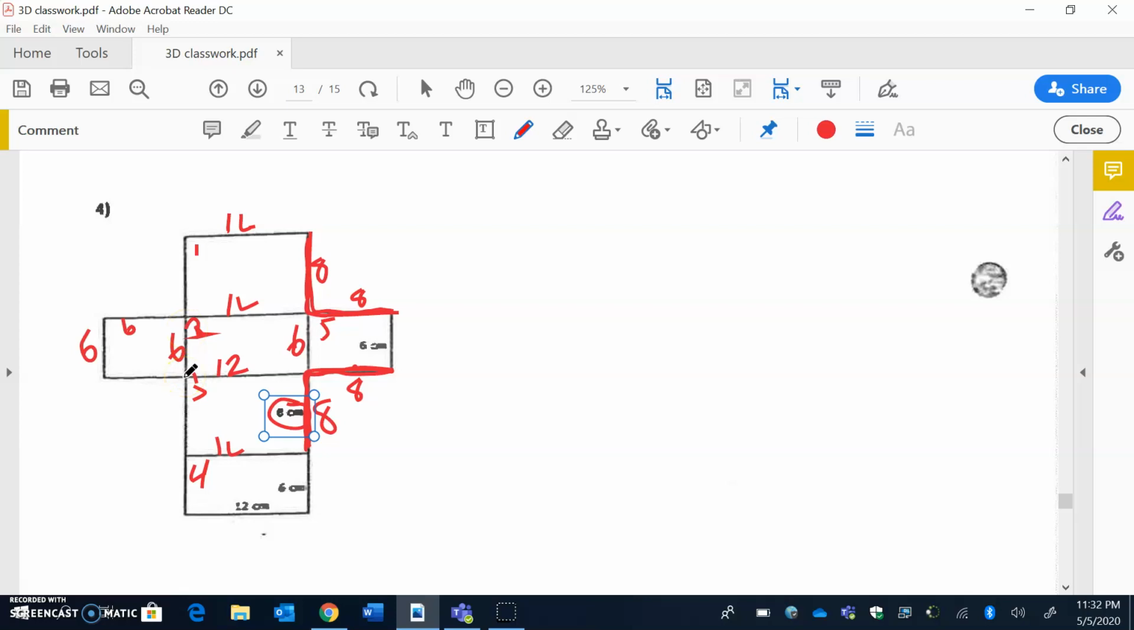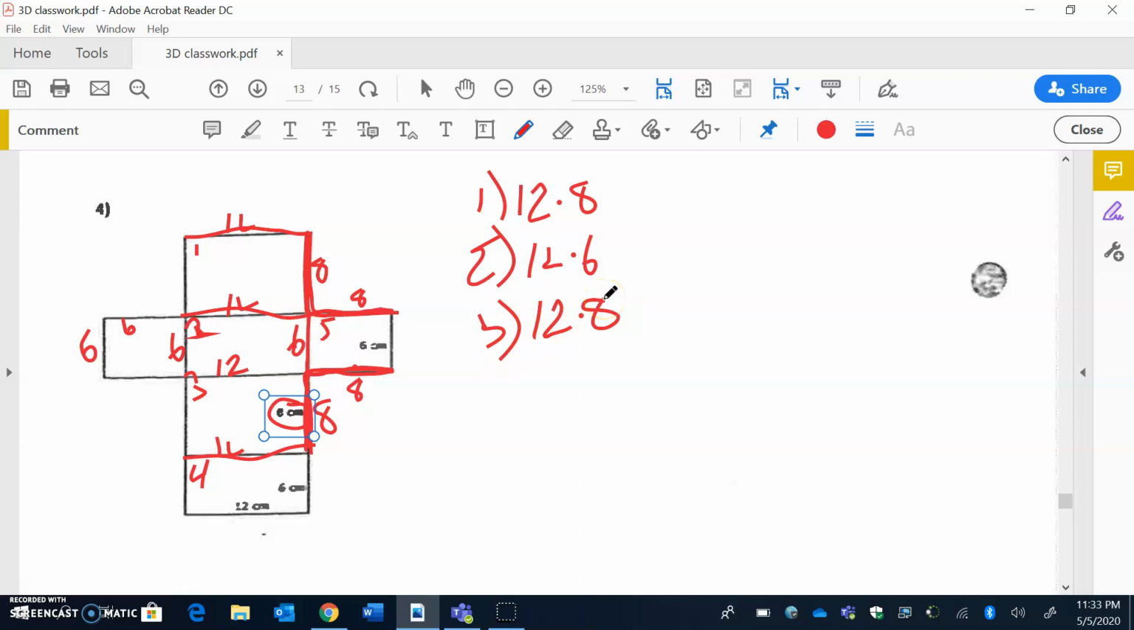So in region number 1, I can see that we are 12 wide and we are 8 tall. So that's going to be a 12 times an 8. In region 2, I can see again we're 12 wide, but now we're 6 tall. That'll be a 12 times 6. Region 3, I am 12 wide and I'm 8 tall. So that's going to be a 12 times an 8. In region 4, again, we're 12 wide and we are 6 tall. So that's going to be a 12 times 6.